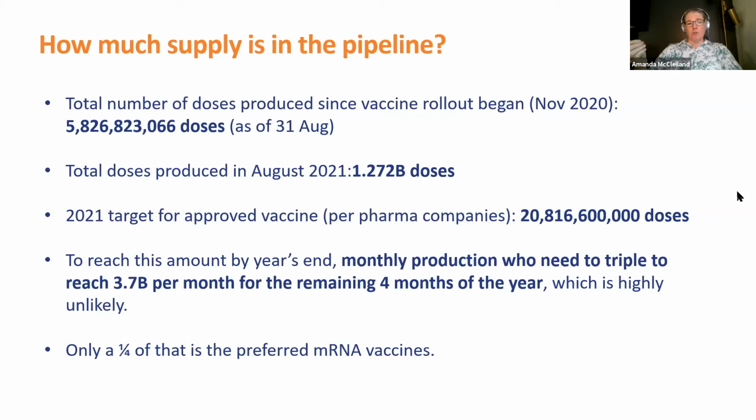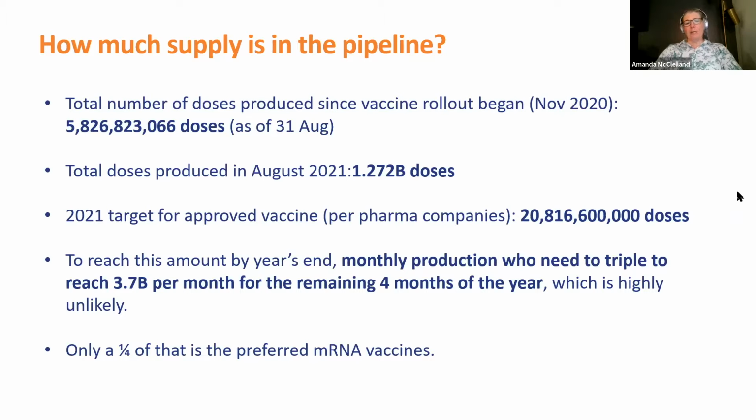Total doses produced in August 2021 is around 1.2 billion doses. In 2021, the target for approved vaccines per year is more than 20 billion. To reach this amount by the year's end, monthly production needs to more than triple to reach 3.7 billion per month for the remaining 4 months of the year, which is highly unlikely.